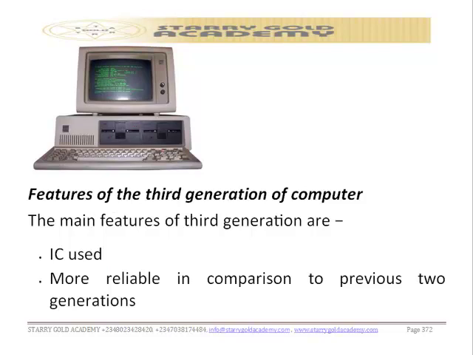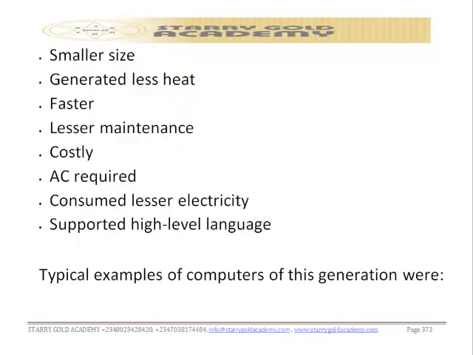This is how it looks. So features of third generation of computers. The following are some of the features of third generation of computers. One, they use IC, that is integrated circuit. Okay, they are more reliable in comparison to previous two generations. Okay, they are smaller in size.